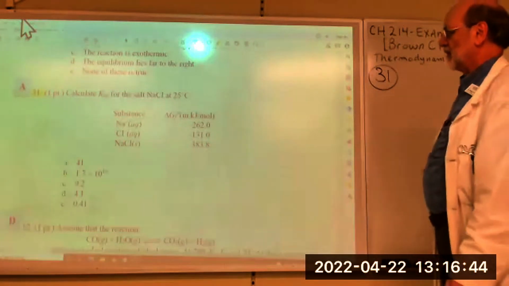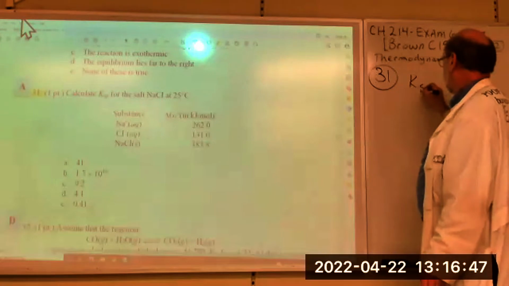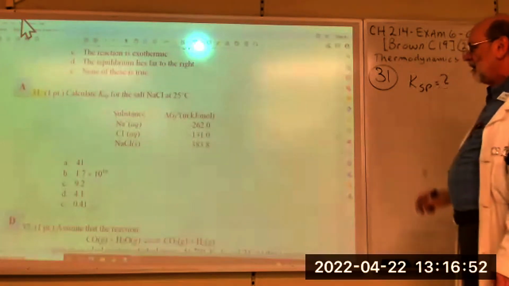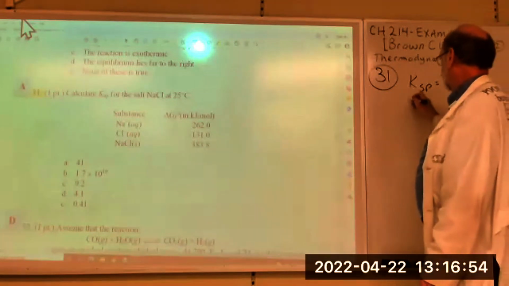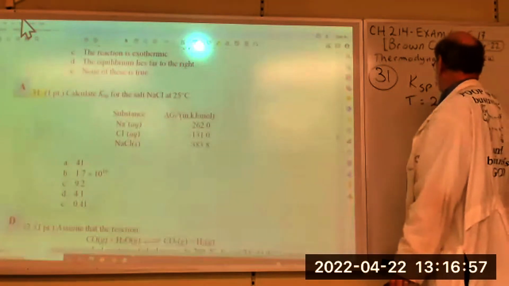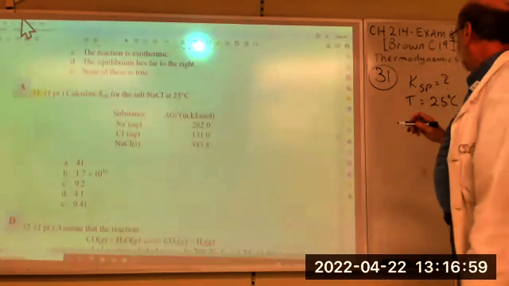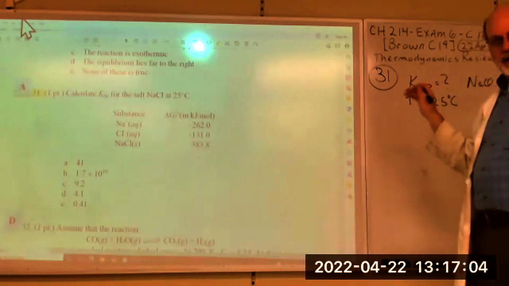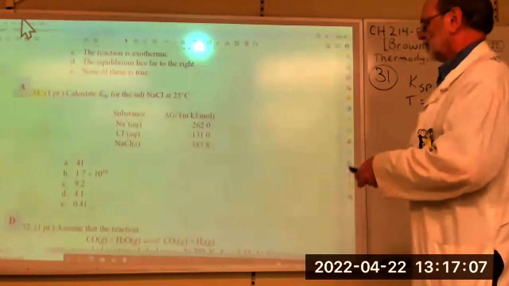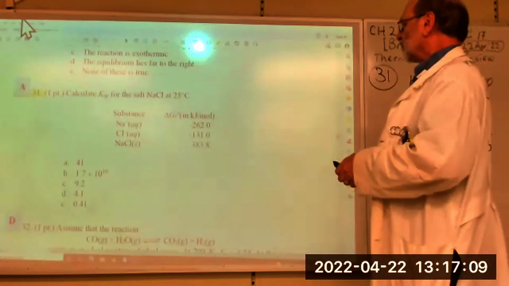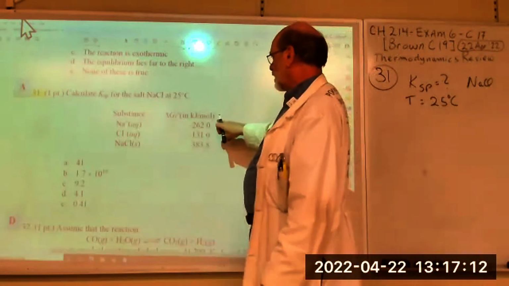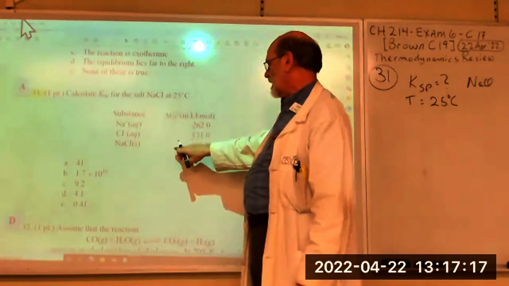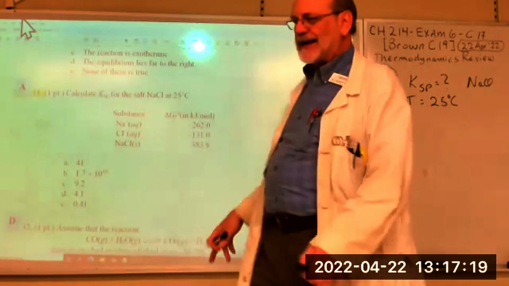Calculate Ksp. Okay, we're looking for the solubility product of sodium chloride at 25 degrees. So temperature is 25 degrees C, and the salt is sodium chloride. We may not need all that, but I'm putting it up there anyway. Okay. And we're given these free energies for sodium ions, chloride ions, and sodium chloride solid.